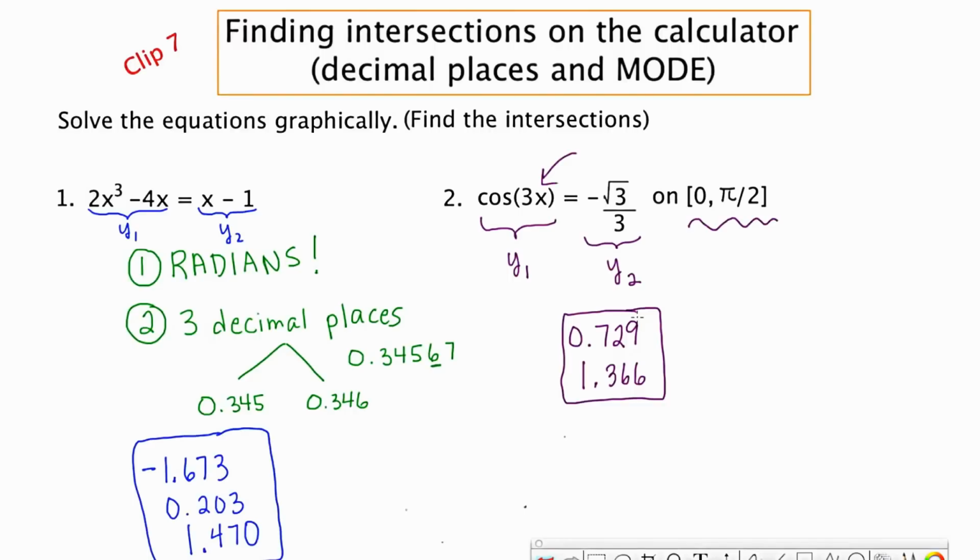So just to emphasize, always make sure your calculator is in Radian mode, and when dealing with decimals, you have a choice of either truncating at 3 decimal places or rounding at 3 decimal places. At this time, you should go and do the problems that are associated with clip number 7.